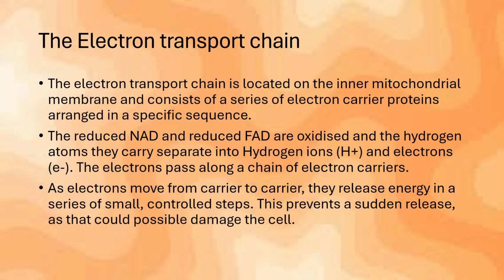Electron transport chain. The electron transport chain is located on the inner mitochondrial membrane, again location, and consists of a series of electron carrier proteins arranged in a specific sequence. The reduced NAD and the reduced FAD are oxidized, and the hydrogen atoms they carry separate into hydrogen ions and electrons. The electrons pass along a chain of electron carriers. As electrons move from carrier to carrier, they release energy in a series of small controlled steps. This prevents a sudden release, as that could possibly damage the cell, as we previously explored in an old video.